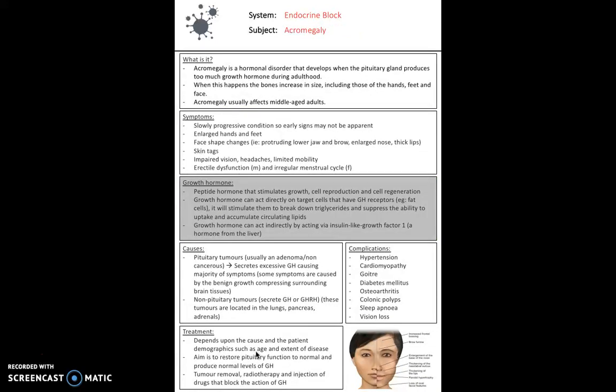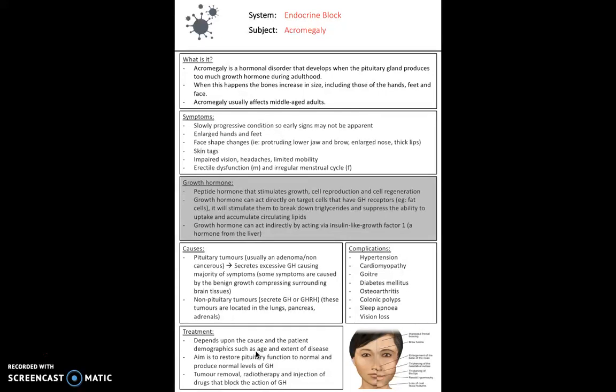Acromegaly is a hormonal disorder this time, so this is where the pituitary gland produces too much growth hormone during adulthood. And what's really important about that phrase is it's too much growth hormone during adulthood. So too much growth hormone in childhood leads to gigantism, and too much growth hormone in adults leads to acromegaly. It's a slowly progressive condition, and this leads to enlarged hands and feet.